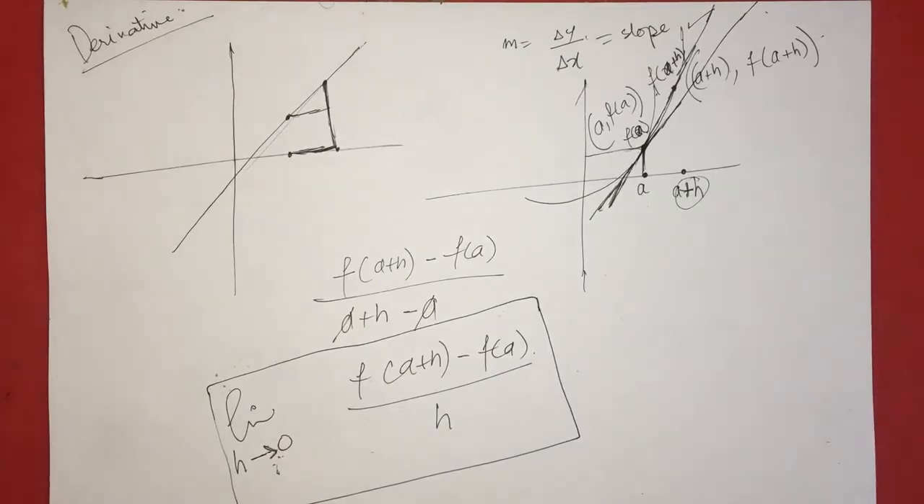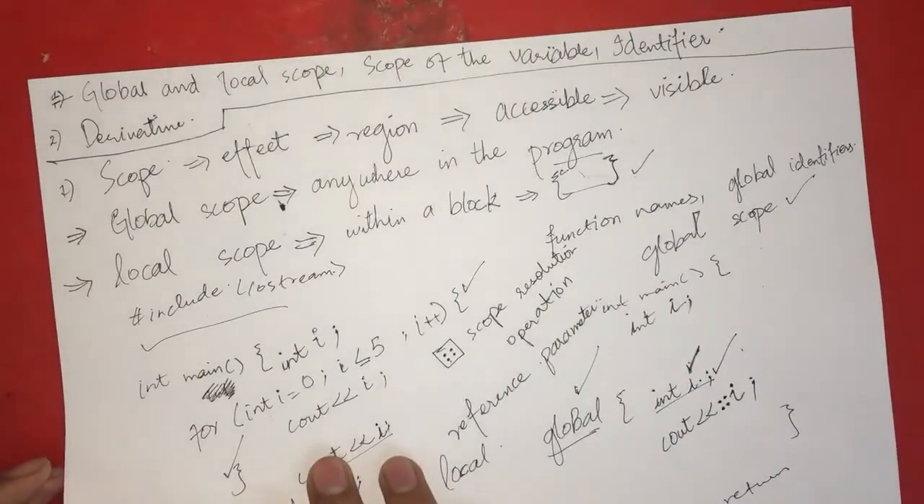Later in the classes, we are going to discuss some examples. For now, I'll take your leave, and I hope you got an idea of what global and local identifiers are and some idea about the derivative.